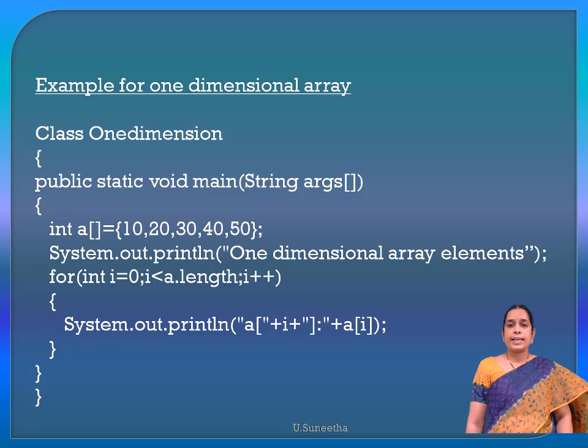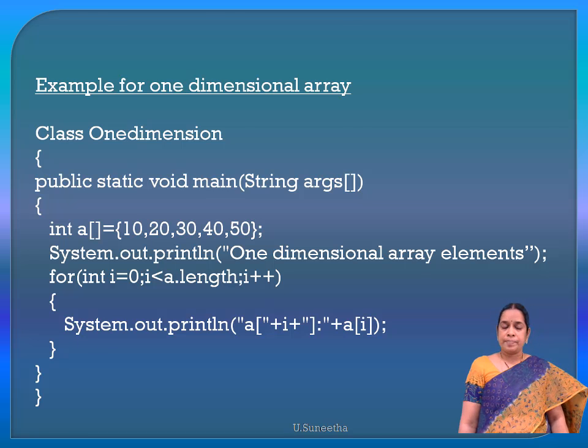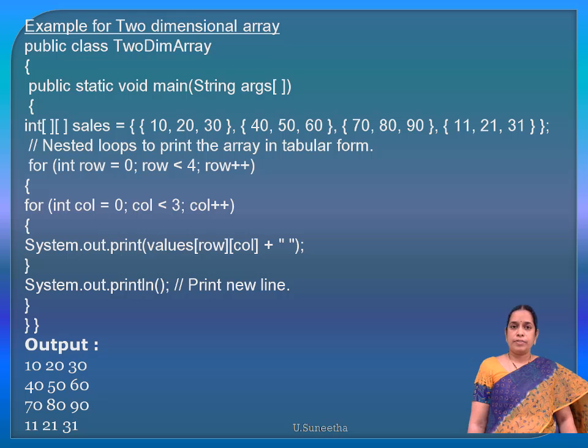Next, moving on to the example for multi-dimensional array. In this example, initially we are declaring a multi-dimensional array. The name of the array is sales. Sales is a two-dimensional array and we have stored 12 elements within this array. And by using two for loops, we are printing the elements that are present in this array.